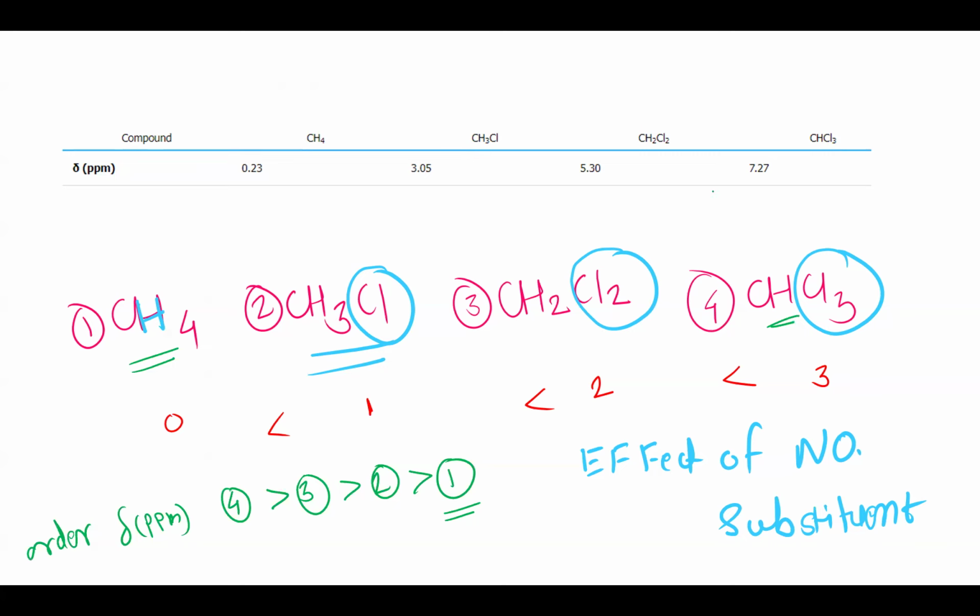So the exact value for the first one, methane, shows the delta chemical shift value at 0.23 ppm. Similarly, in CH3Cl, the hydrogens of this CH3 group show the delta value at 3.5 ppm, and in DCM it shows 5.3 ppm. Similarly, chloroform shows the peak at about 7.27 ppm. So based on this, you can solve another problem from the assignment.